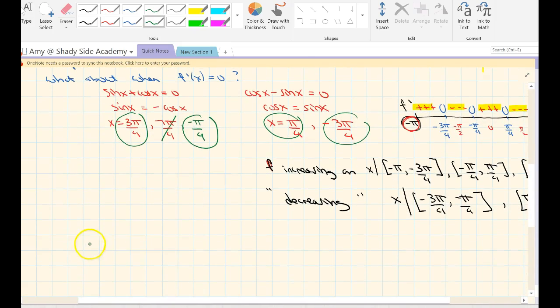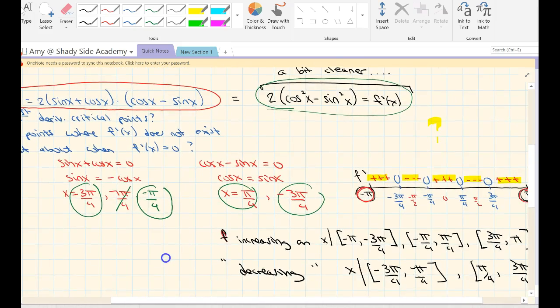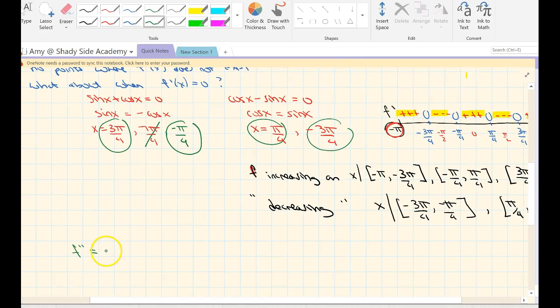F double prime. Okay, F double prime is going to equal 2 times, well, 2 is just a constant. F double prime is going to be the derivative with respect to x of 2 times cos squared x minus sine squared x.